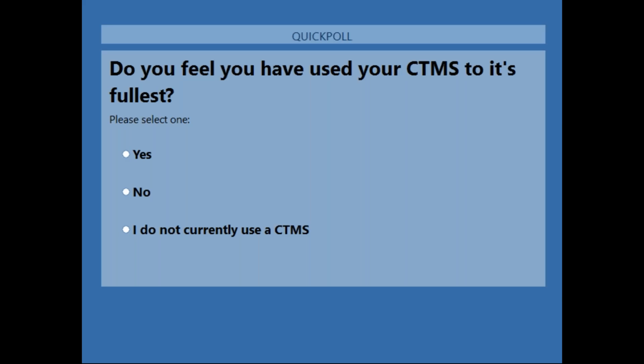Okay, and so, I believe we have a second one to follow up. The second one is, do you feel you have used your CTMS to its fullest? And that's for those of you who are using one. If you are not, you can just select, I do not currently use a CTMS.